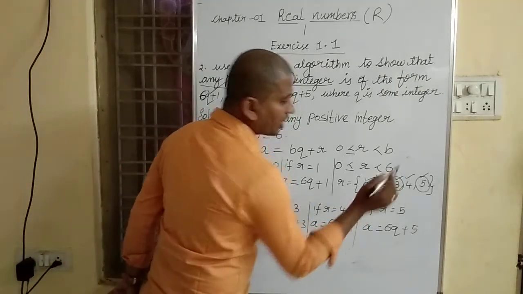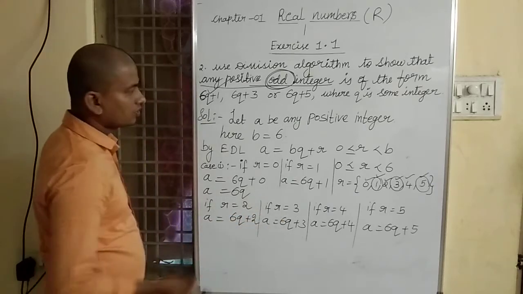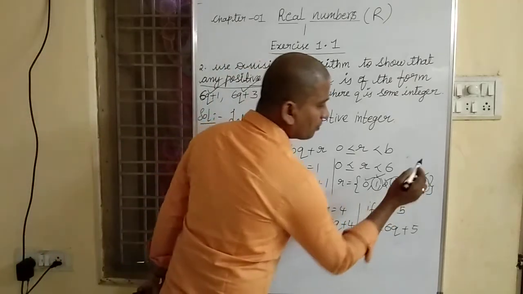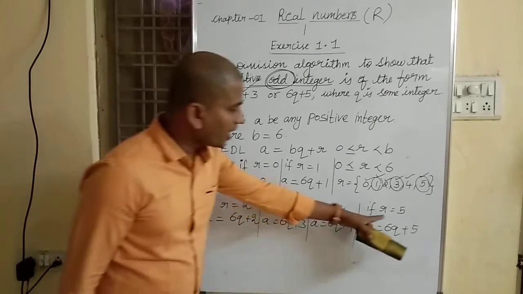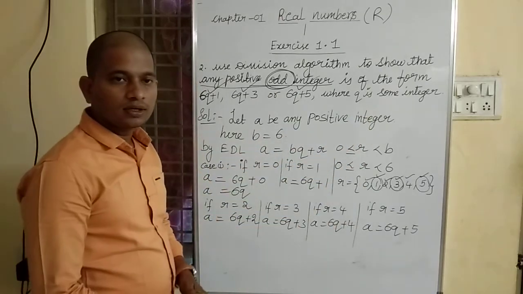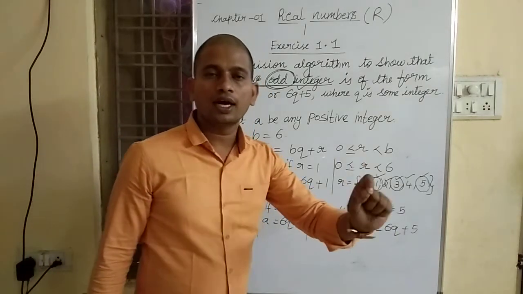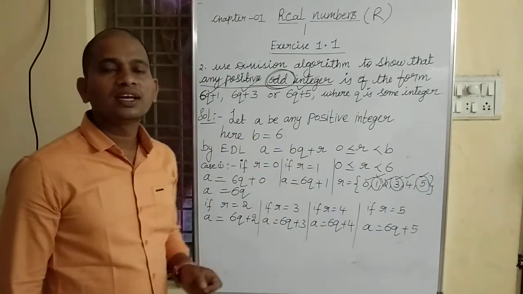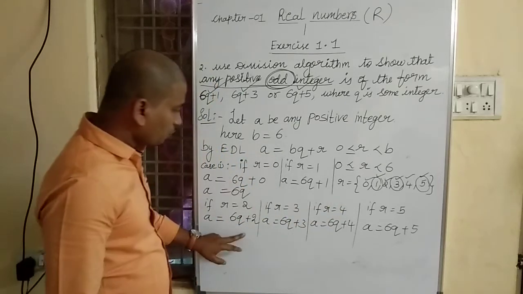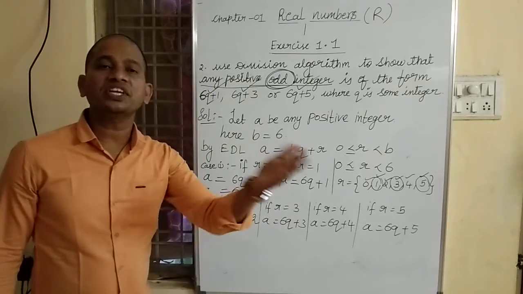Now coming to r equal to 3. If I take r equal to 3, I got a equal to 6q plus 3. Next odd number is 5. If r equal to 5, I got a equal to 6q plus 5. So 6q plus 1, 6q plus 3 and 6q plus 5 are not divisible by 2, I mean they are odd integers. Coming to 6q plus 2 and 6q plus 4, they are divisible by 2, hence they are even integers.